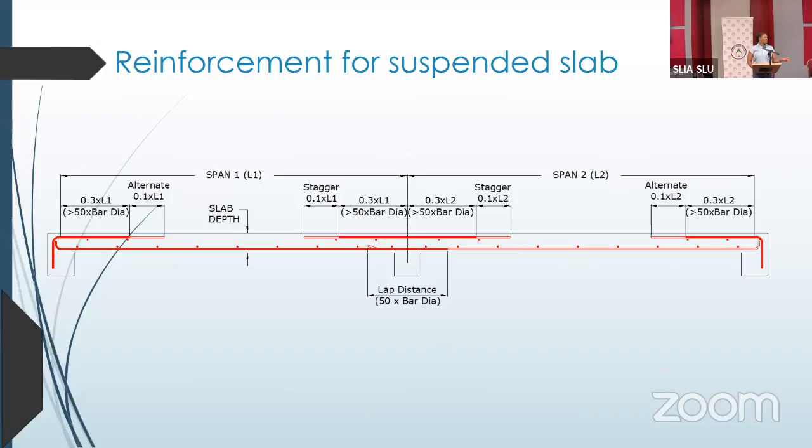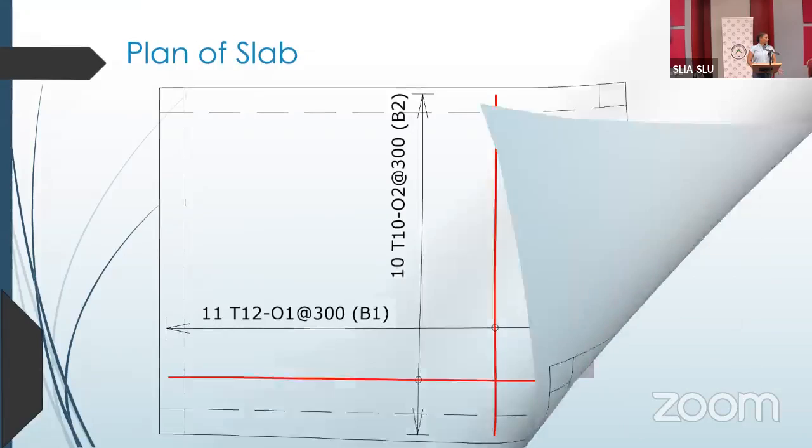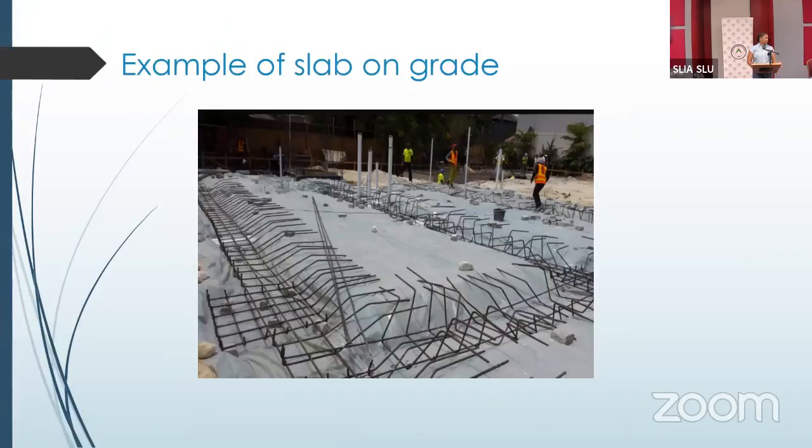An example of our slab again. And we have the cutoff bars at the top. Sometimes you might have a full mat at the top, but it's more economical if we just place the mat over the support at the top of the slab. This is an example of our reinforcement in plan. Practical example, slab on grade.